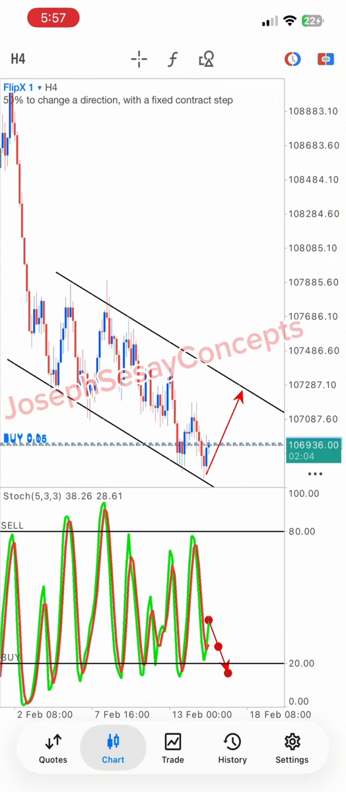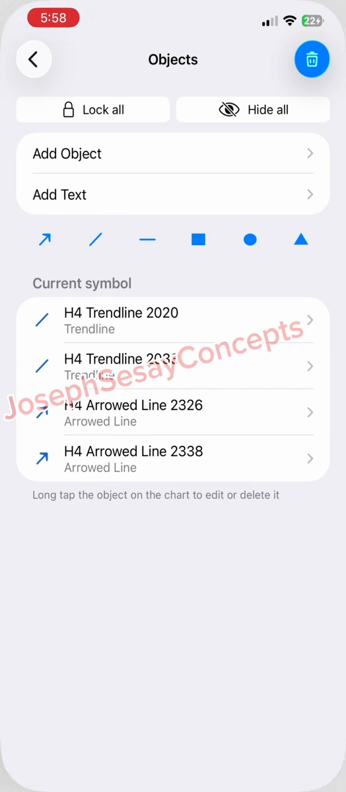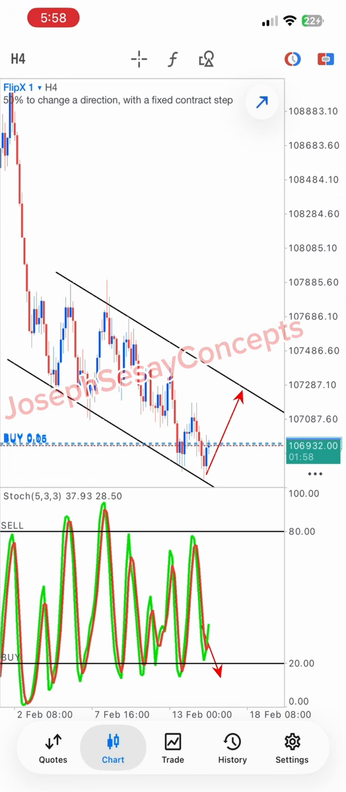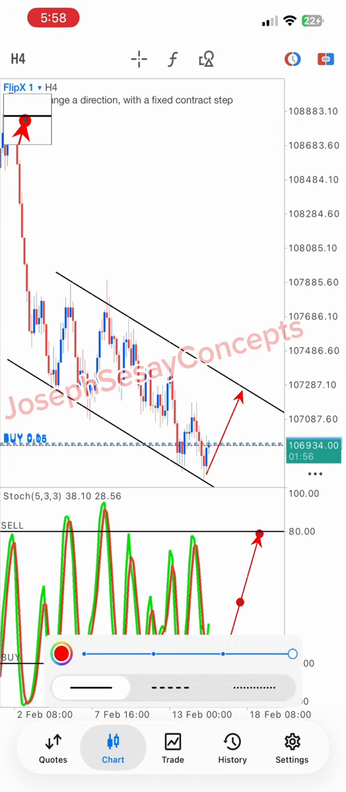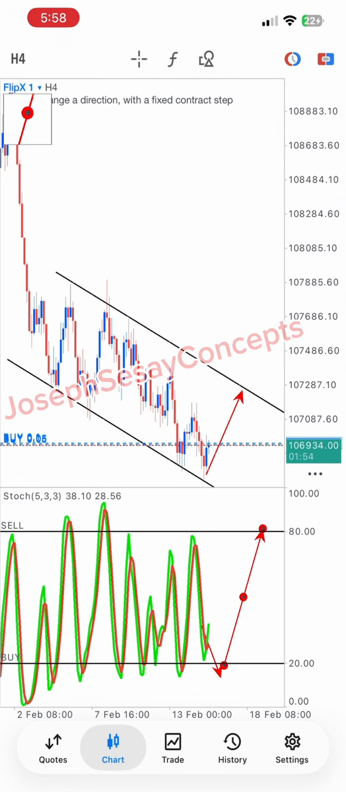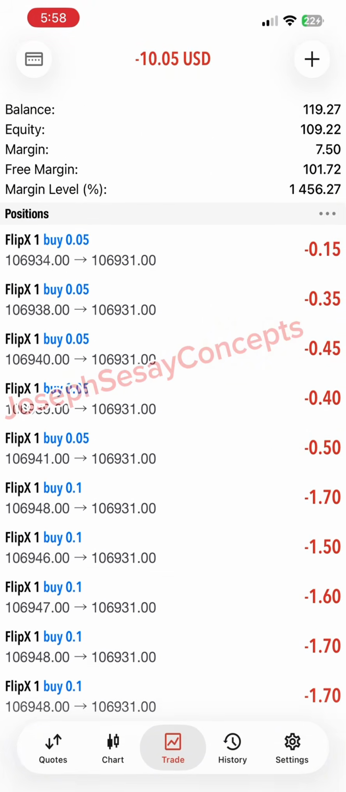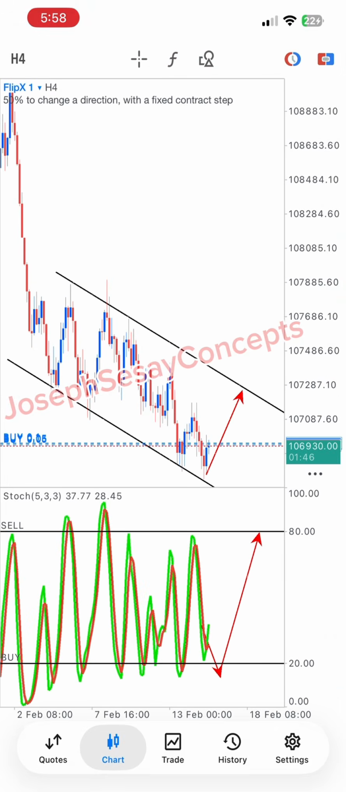All right, so you can see from the stochastic, if you have not watched the video for the strategy which I'm using, make sure you watch that. I'll leave the link in the description. So I'm expecting the price to drop down to the 20 level again. From that 20 level, it's going to spike up to the 80 level. Okay, so far let's see how this is going to play out.